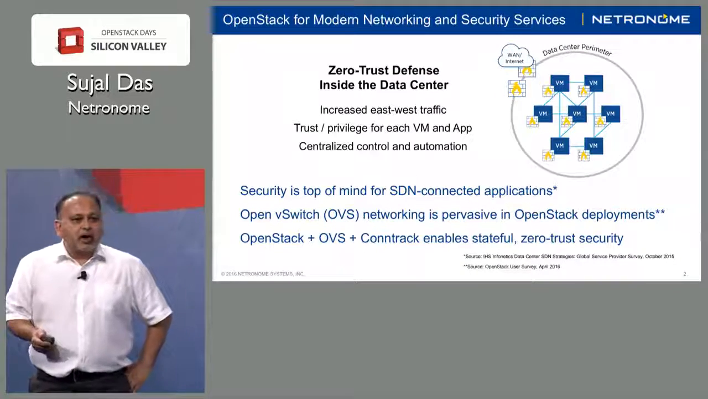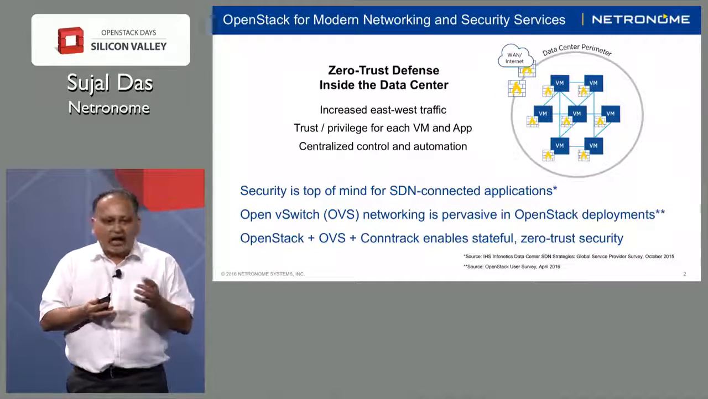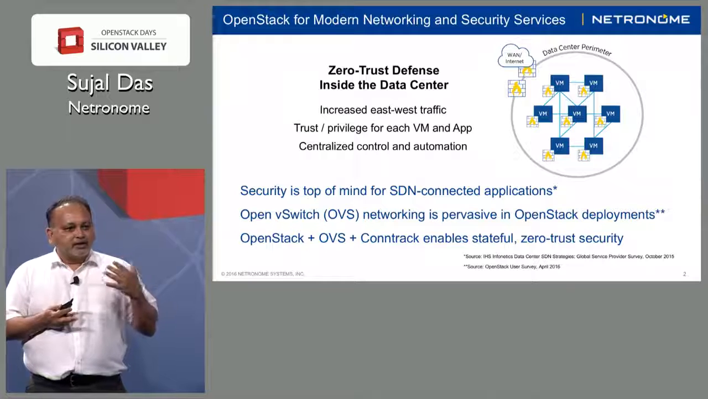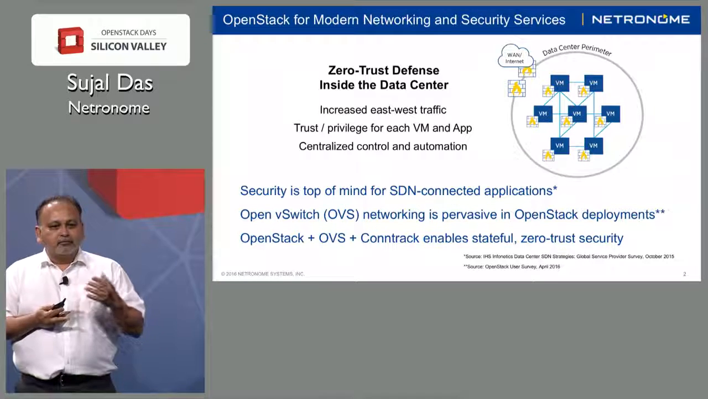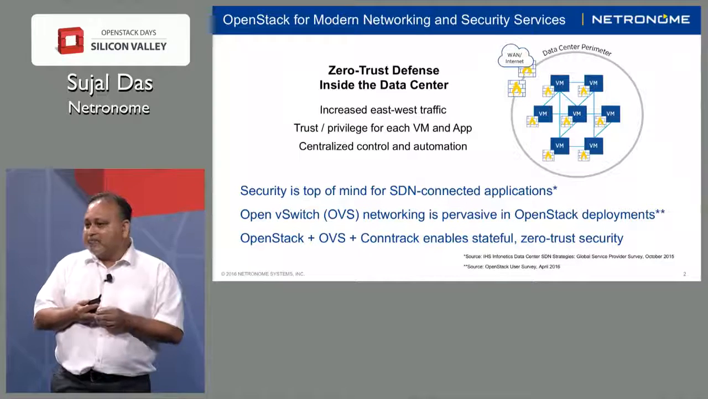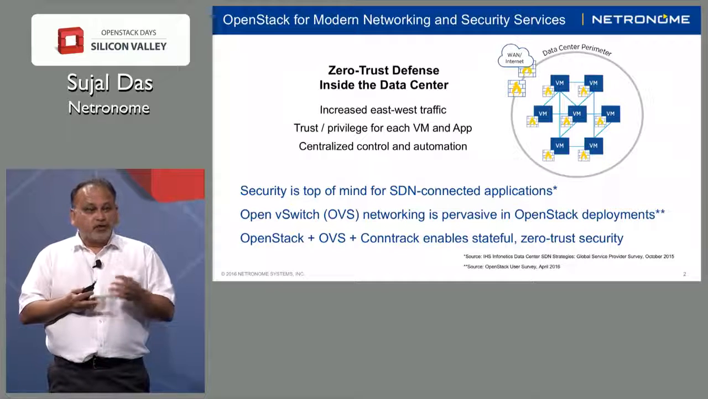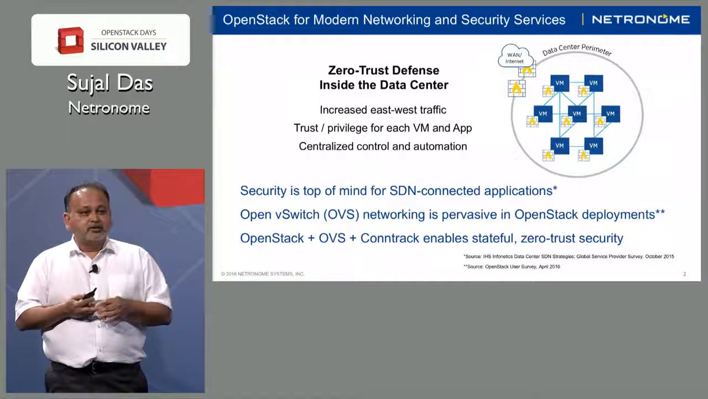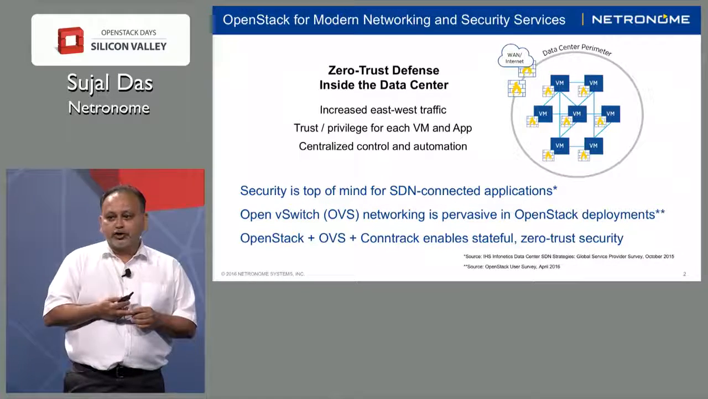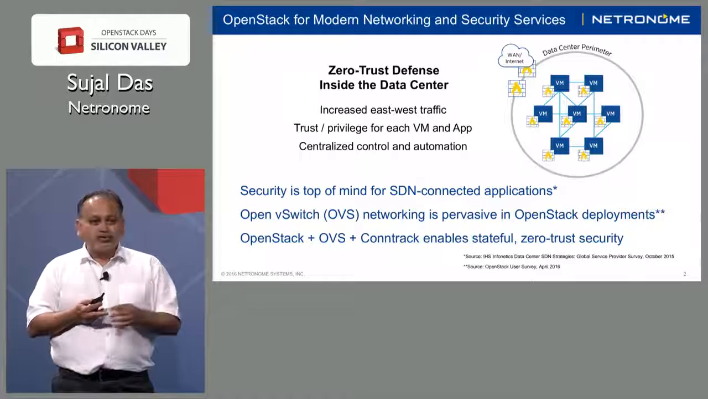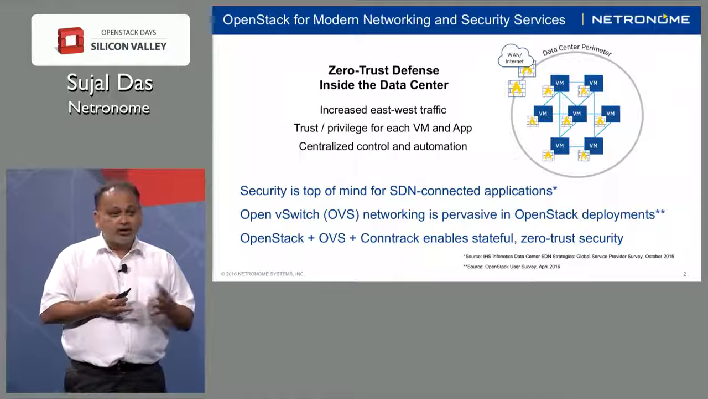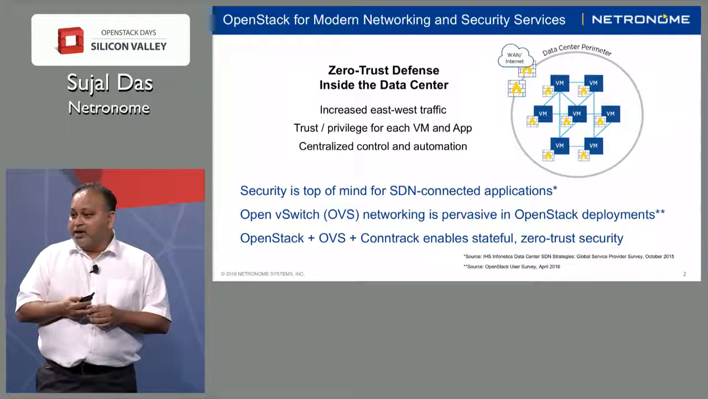There are many industry reports that highlight the importance of security in the area of zero trust security, where when your applications are SDN connected, it is vitally important. Each VM and application needs to be trusted in what is called the zero trust defense inside the data center. Unlike traditional perimeter-based security, security needs to be deployed right close to the VMs. Now, OpenStack is a great innovation that enables centralized control and automation in these kinds of deployments.